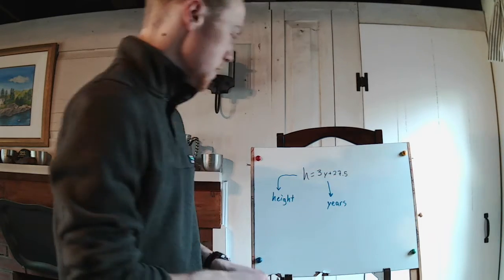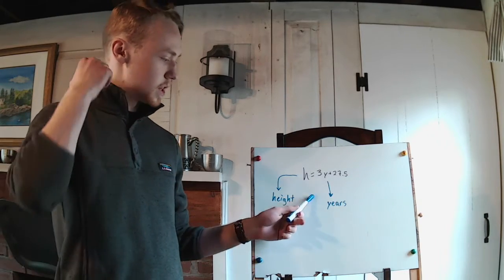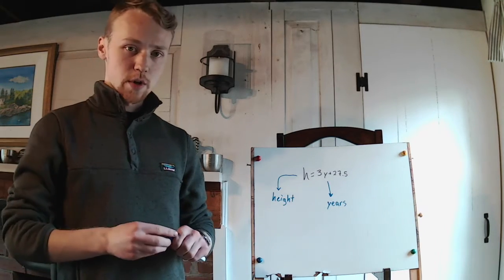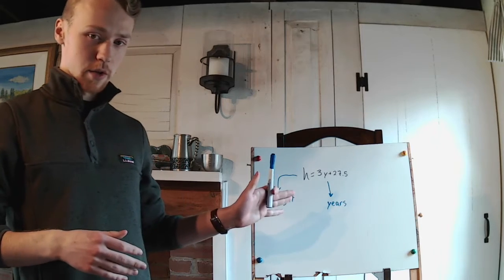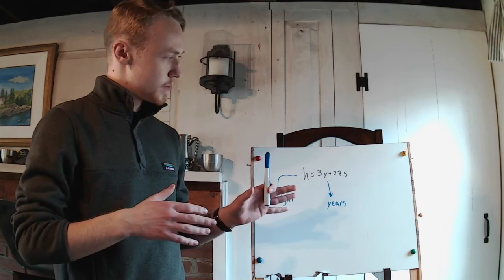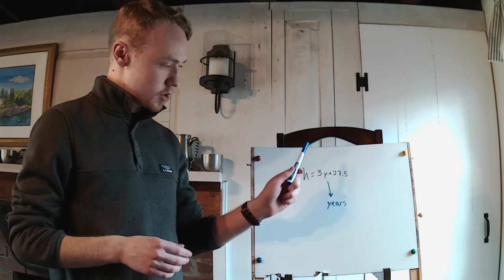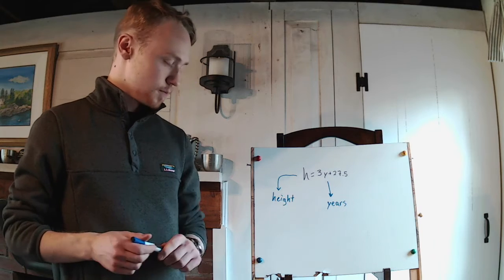And this is really the first step you want to take in any problem like this, especially if you're not sure where to go. Just start by defining the variables, and then the answer will very often just come out and make itself clear. So we have the height as a function of the years of a child.